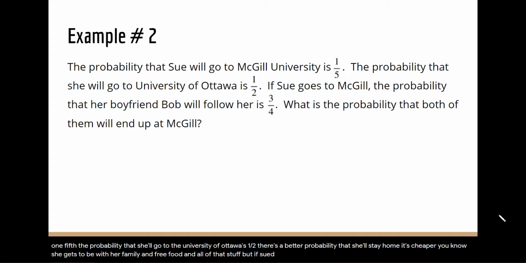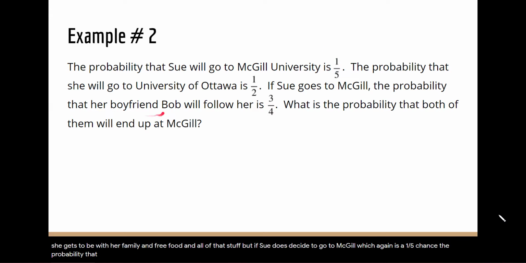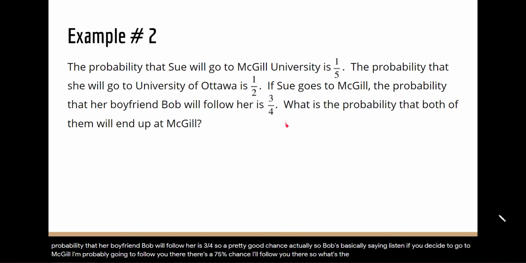But if Sue does decide to go to McGill, which again is a 1/5 chance, the probability that her boyfriend Bob will follow her is 3/4. So a pretty good chance, actually. So Bob's basically saying, listen, if you decide to go to McGill, I'm probably going to follow you there. There's a 75% chance I'll follow you there. So what's the probability that they will both end up at McGill?